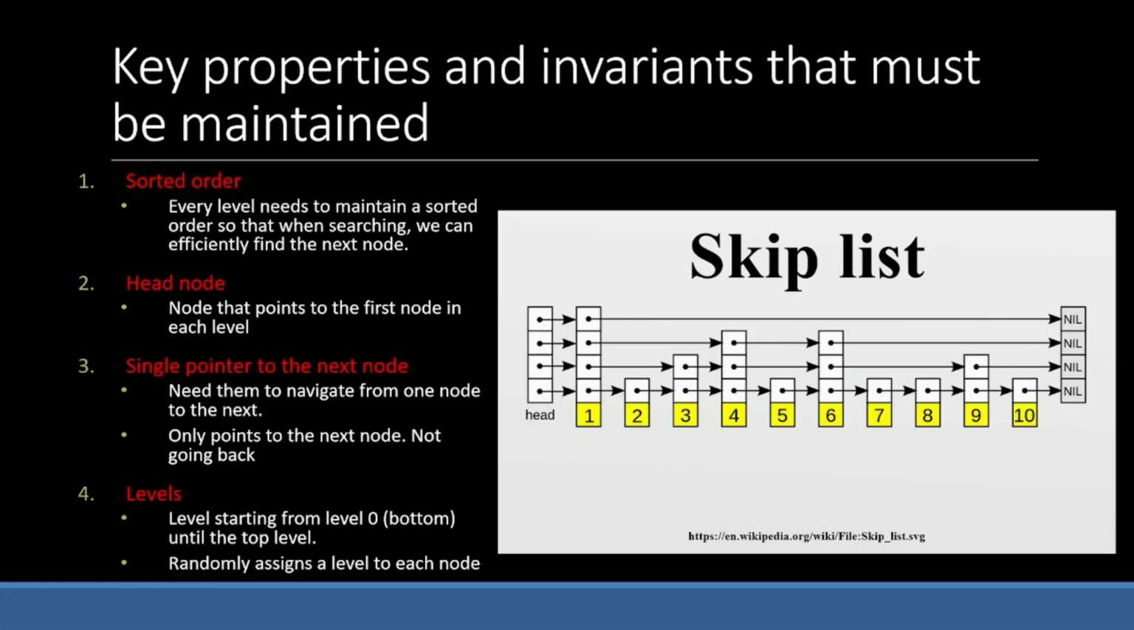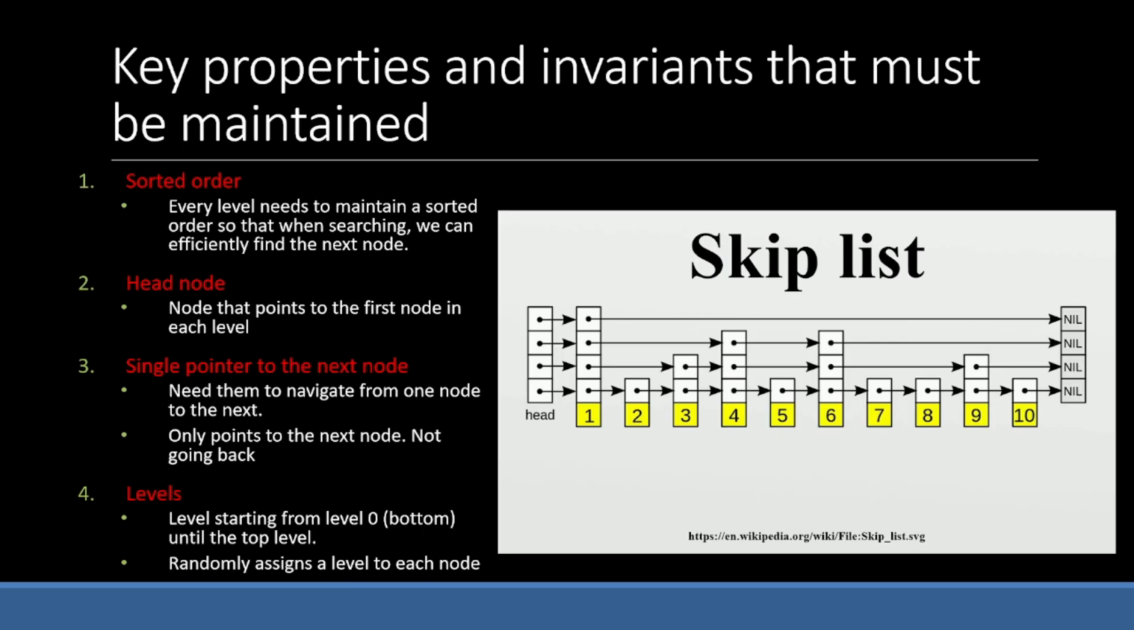In a skip list, there are some key properties and invariants that must be maintained. First, we need sorted order. A skip list only works with sorted levels, and every level needs to be sorted to maintain efficient operations like search, insertion, and deletion. The second thing we need is a head node, which points to the first node in each level. The third thing we need is a single pointer. Each node needs a single pointer to the next node, so we can navigate from one node to the next. In a skip list, we can't have an arrow pointing behind the current node.